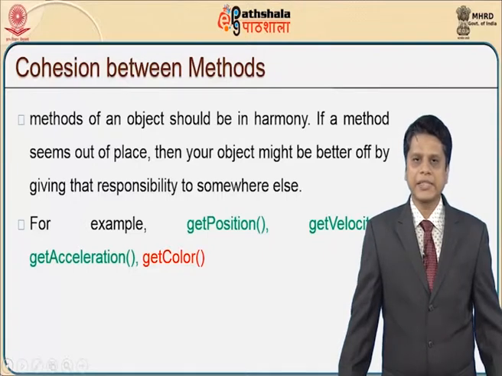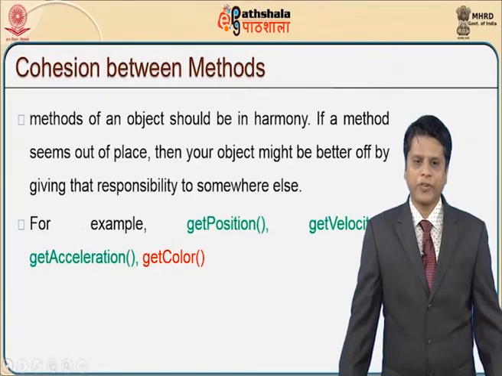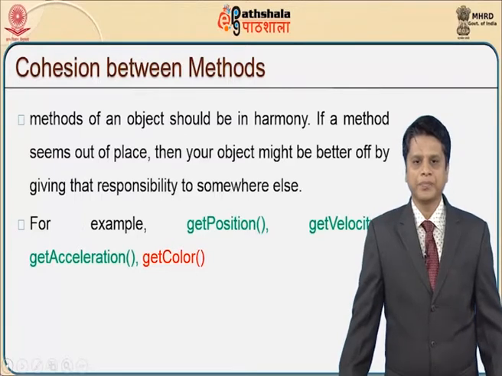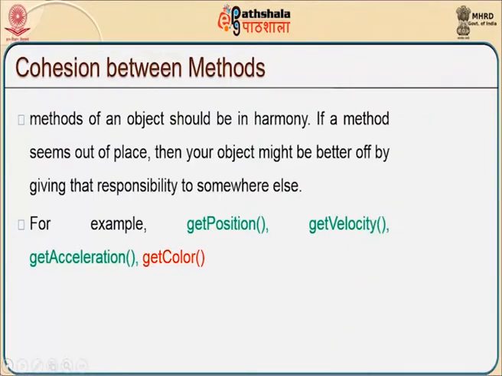So this system has high cohesion and low coupling. We may have to design systems in such a way that they have highly cohesive activity rather than coupling activity. When we look at the cohesion between methods, the methods of an object should be in harmony. If a method seems out of place, then your object might be better off giving that responsibility somewhere else. For example, we might have get position, get velocity, get acceleration and get color, which are responsibilities talking about position, velocity, acceleration and color, and they have been appropriately named.